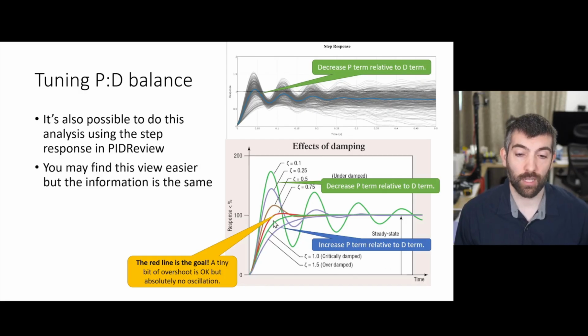If we look at this chart down here, you can see that if we have a graph like this green line where we shoot way past 100% or 1.0 and then bounce up and down for a long time, that indicates that we have too much p-term.